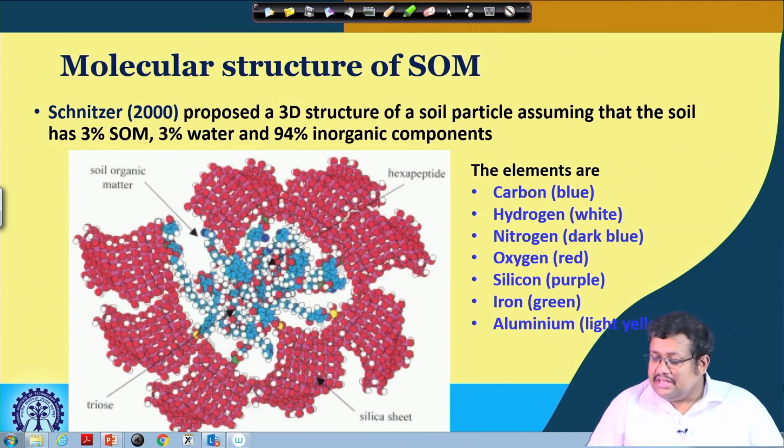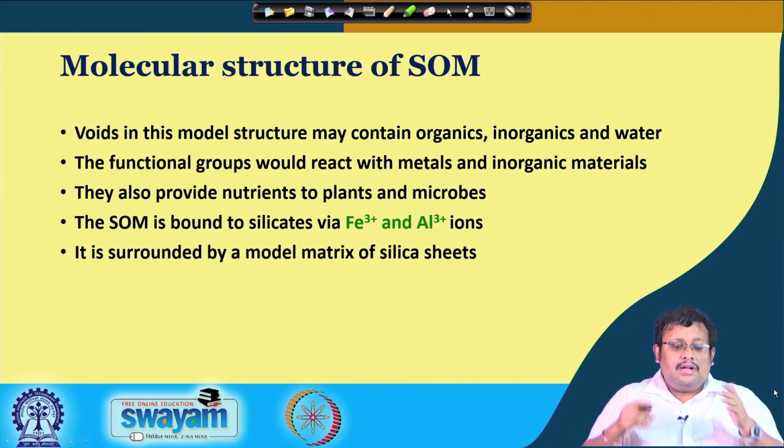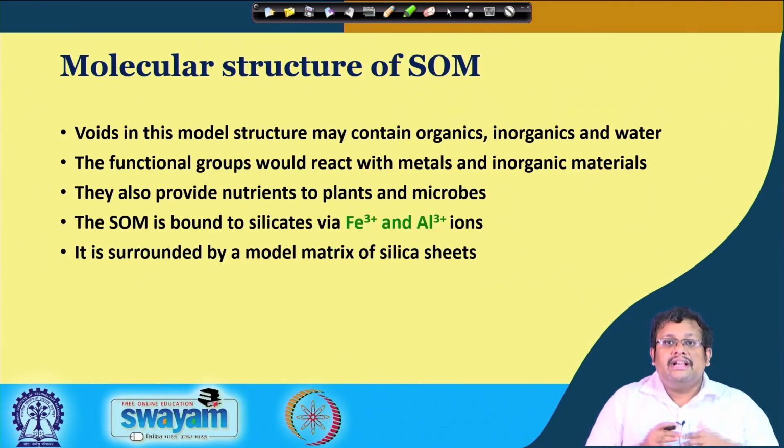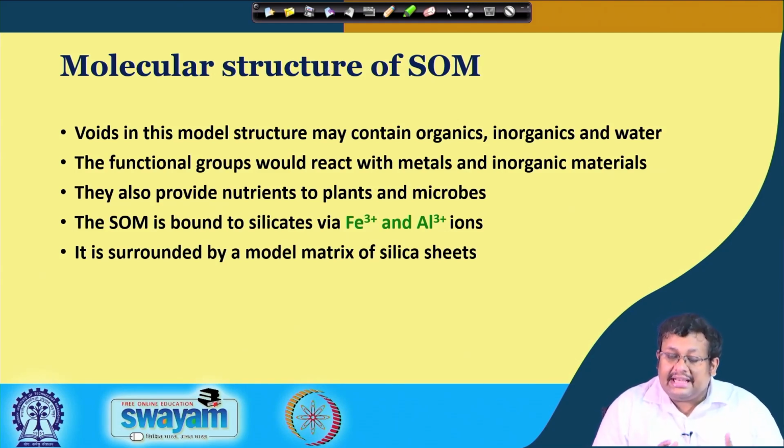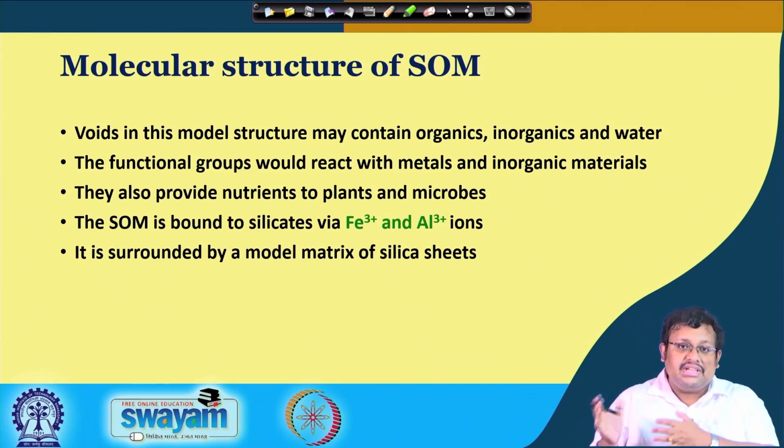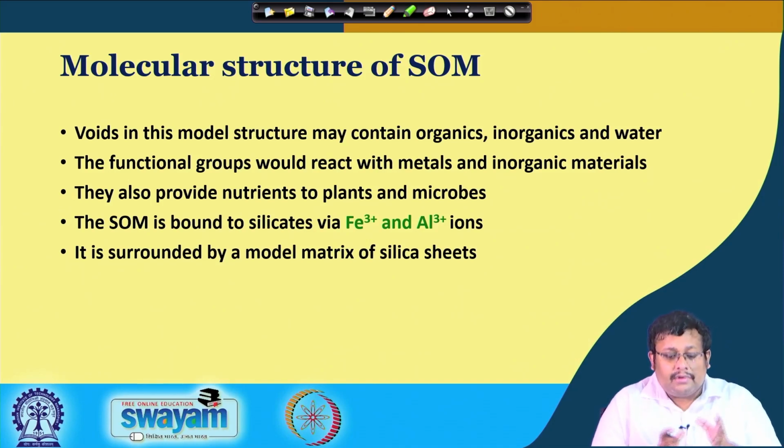So, if we see the molecular structure of soil organic matter, then voids in this model structure may contain different things, as I have already told you, that it can contain both organics, inorganics and water. Now, the functional groups would react with metal and inorganic material. We will see how they are interacting with the metals and inorganic materials when we discuss the chelates. They also provide nutrients to the plants and microbes by the process of chelation, which we are going to discuss. You will see how they are providing the nutrients to the plants as well as microbes.